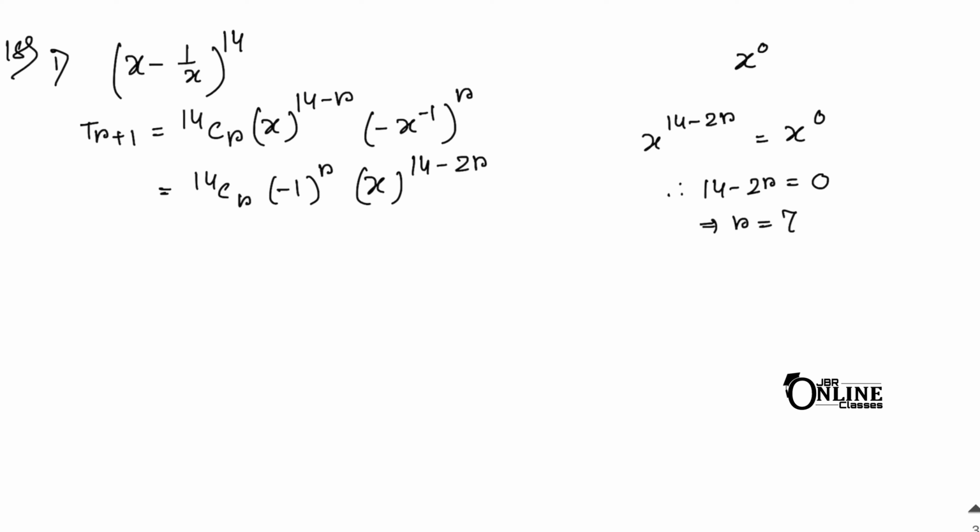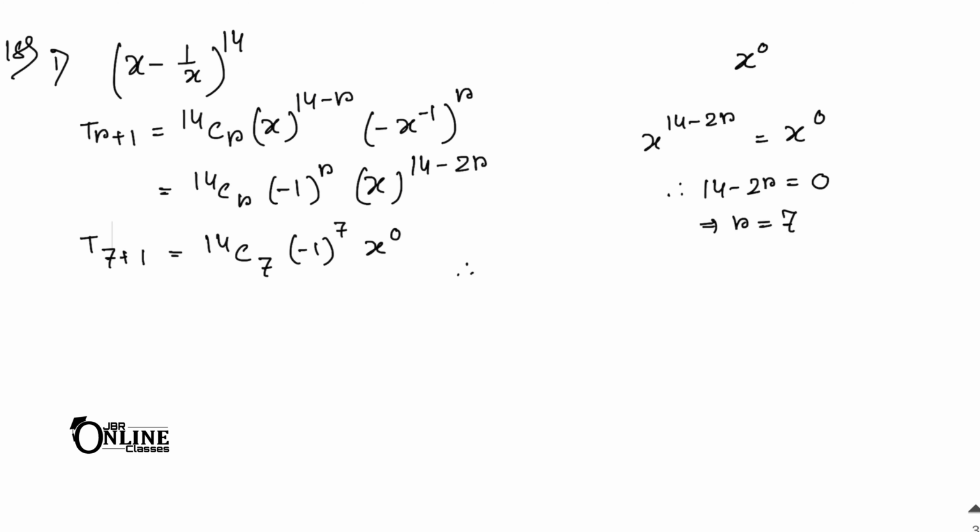r equals 7. So as r equals 7, that means T 7 plus 1 will be 14c7, then minus 1 to the power 7, and that one will be x to the power 0. So here the coefficient will be 14c7, and then minus 1 to the power 7 means minus 1. So now you have to find out 14c7, and your answer will be minus 3432.